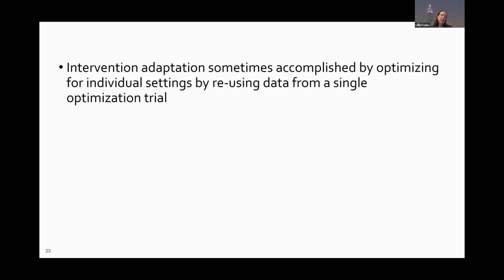Intervention adaptation, that's a big topic these days, and it's also a very broad topic, and you can mean different things by intervention adaptation. I don't think it answers every question about adaptation, but one way to adapt to individual settings or differences across settings is sometimes to optimize for individual settings by reusing data from a single optimization trial. So let me talk about that for a moment.